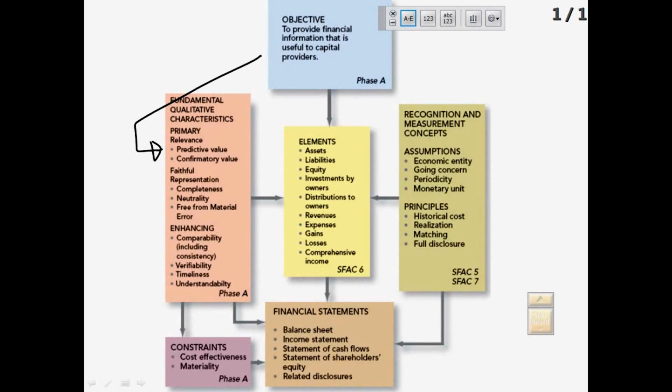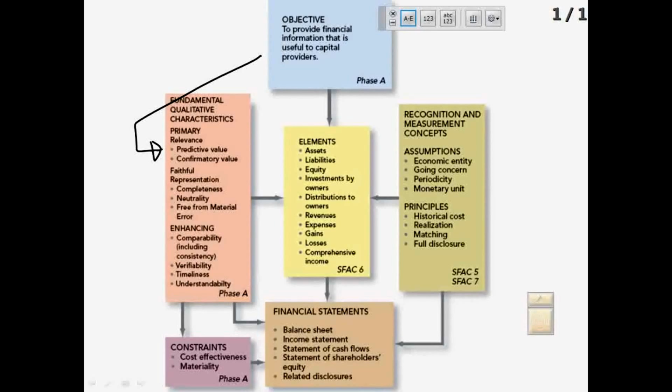I can use it, I want to use it, and it helps me both in predicting and in confirming my ability to predict in the past. And then something is a faithful representation if it's complete, so all the information I need is there.